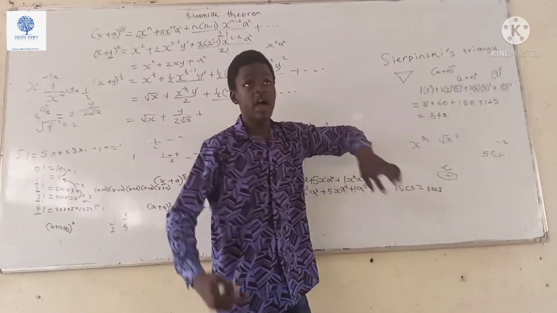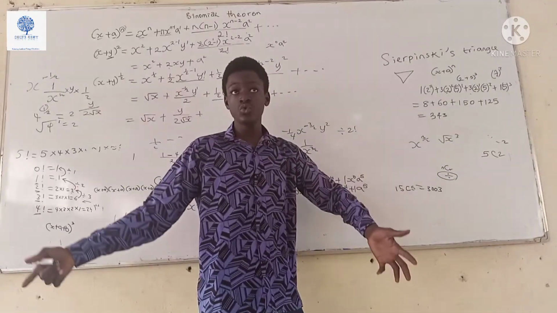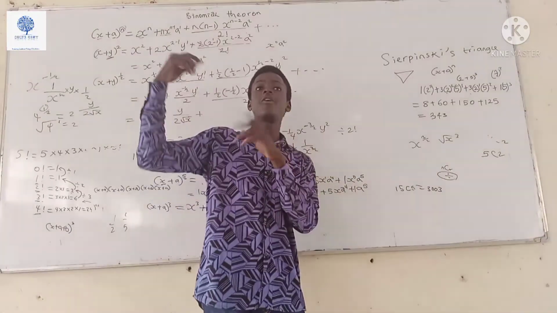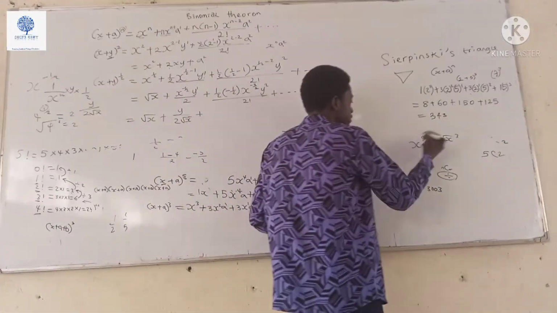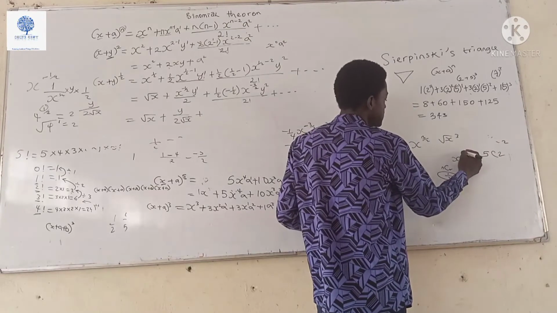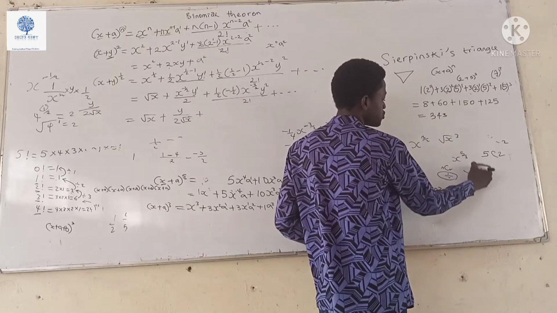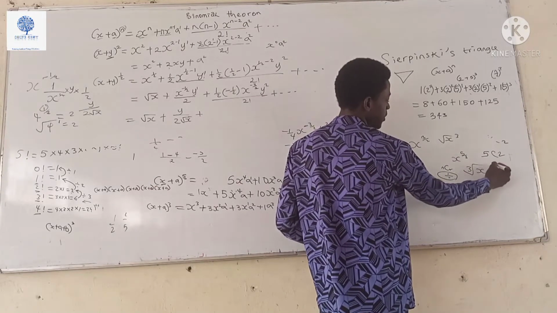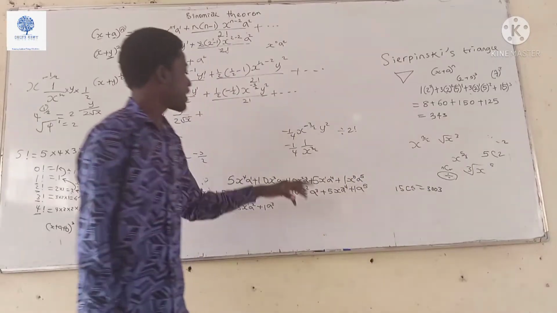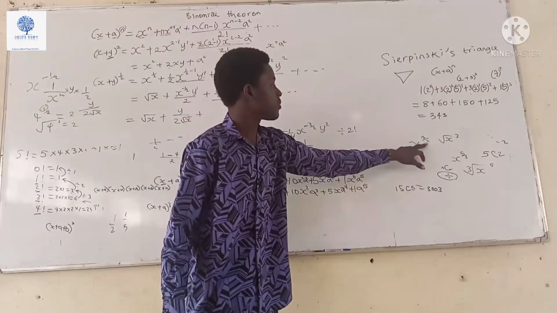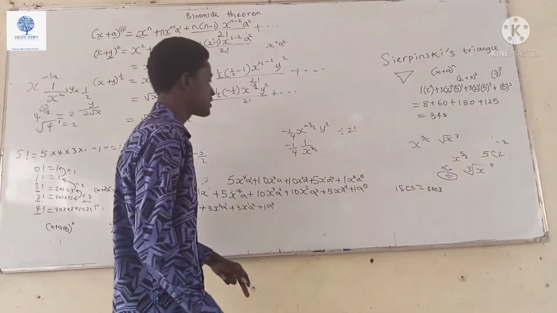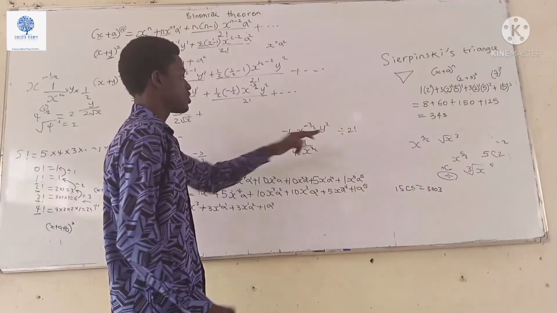Are you following? If you have x raised to the power of 5 over 2, it's the same thing as square root of x to the power of 5. Even if the denominator is, let's say 3, let's say 5 over 3, this means cube root, or the third root of x to the power of 5. So back to what we were doing earlier, x to the power of 3 over 2 is the same thing as square root of x raised to the power of 3.